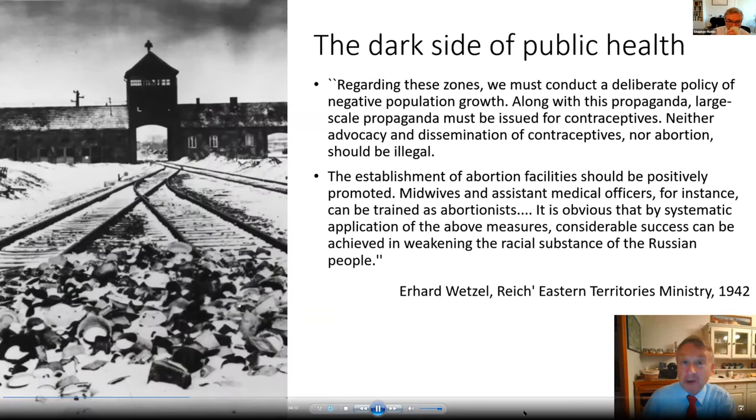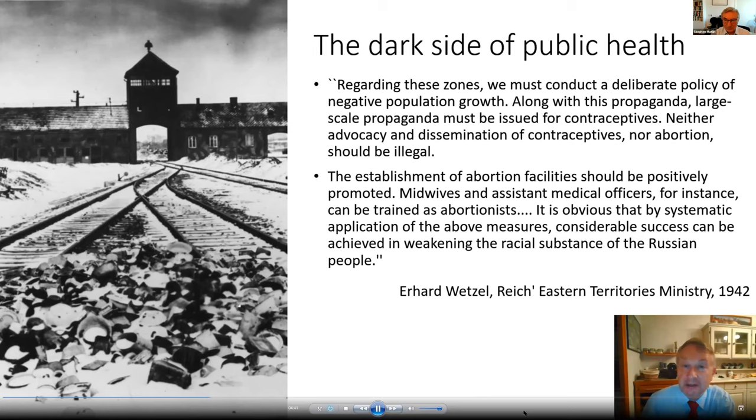But also, when we talk about the concepts of public health, we need to remember that we have a dark side. It hasn't always been that we've been on the side of the angels. And in particular, in the 1930s, many schools of public health had departments of racial hygiene. Public health professionals played a key role in the Holocaust, for example. Just one of the quotations from one of the Nazi guidance at the time.